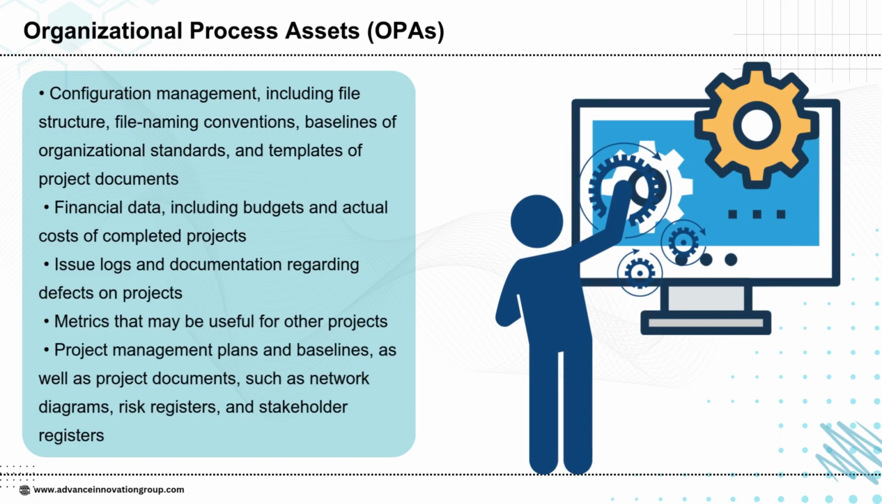Organizational process assets (OPAs) also cover a wide range of project-related resources that help ensure efficiency and consistency. They include configuration management elements such as file structures, naming conventions, baselines, and templates for project documents. Financial data, including budgets and actual costs from completed projects, are also part of OPAs, along with issue logs and defect records that capture past challenges. In addition, OPAs provide useful metrics, project management plans, and baselines, as well as key project documents like risk registers, stakeholder registers, and network diagrams. Together, these assets preserve organizational knowledge and provide reliable references to support future projects.